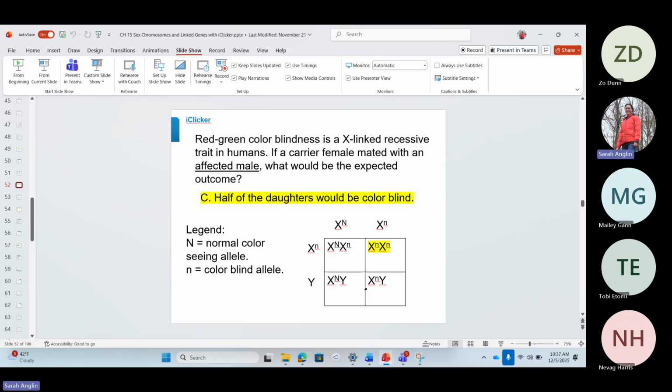If that makes sense. Okay, so just keep in mind that it's this Y chromosome. It does not carry the traits that are on the X chromosome typically. So it doesn't have a backup. That's how I like to think of it. XY individuals don't have a backup X like females do.